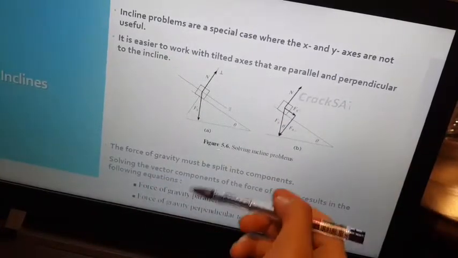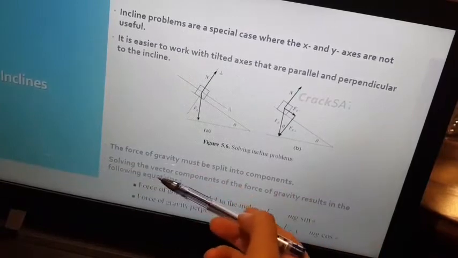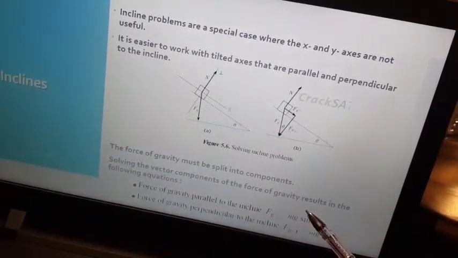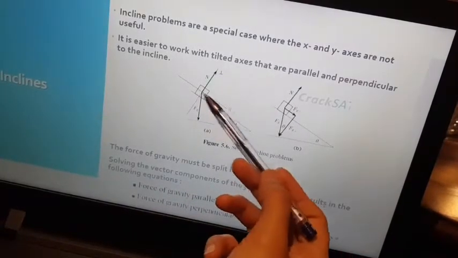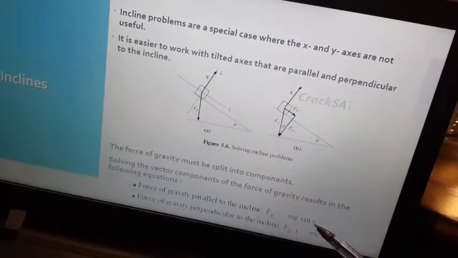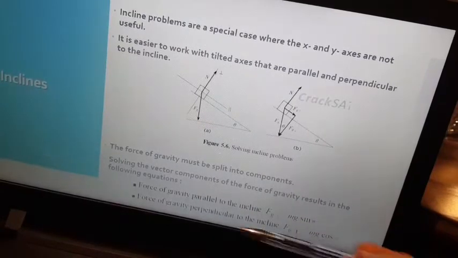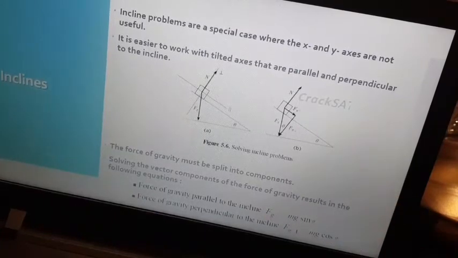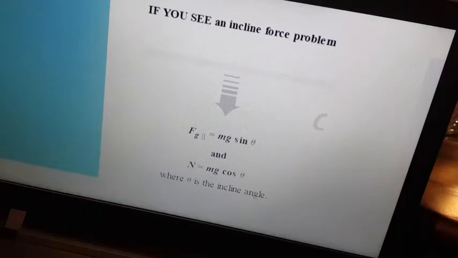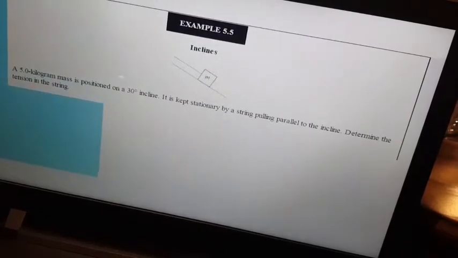The force of gravity must be split into components. Solving the vector components of the force of gravity results in the following equations. As I said, the force of gravity parallel to the incline is Fg sine theta. What does it mean? Force of gravity parallel equals mass times 9.81 times sine theta. And Fg perpendicular is mass times g times cosine theta. Here's the rule, it is a law. Try to remember it and don't forget it, always for an inclined plane. Let's solve this example together to make sure that everything is clear.